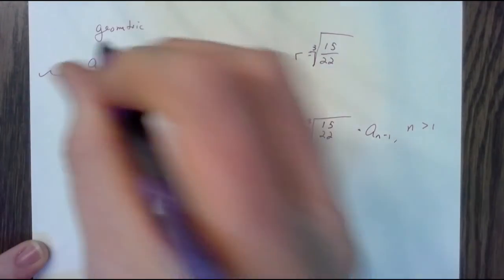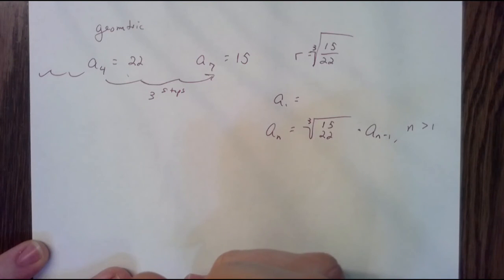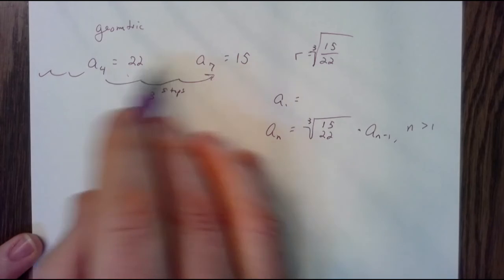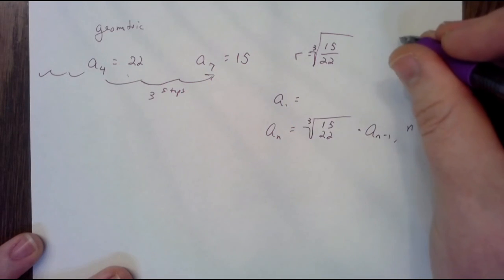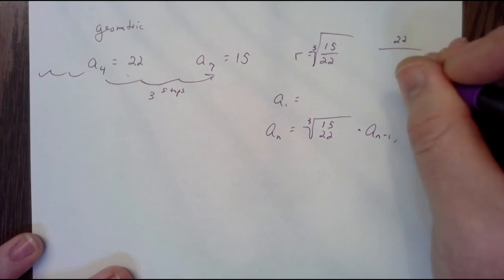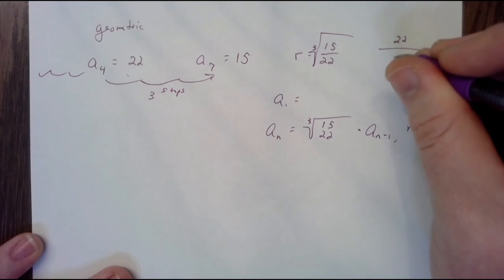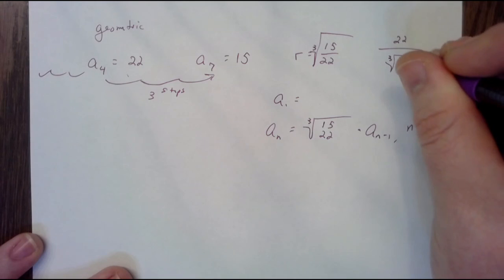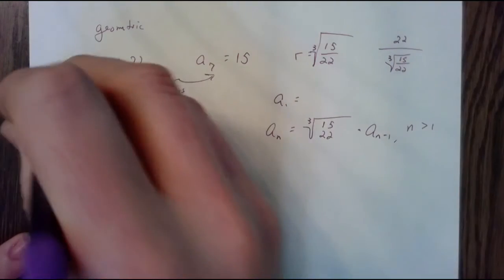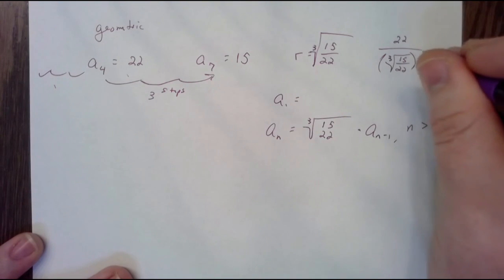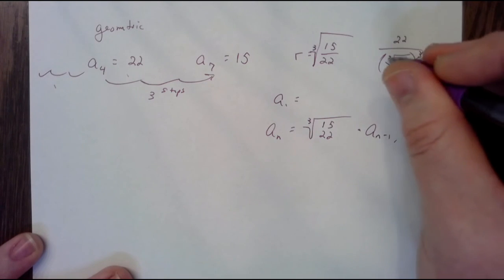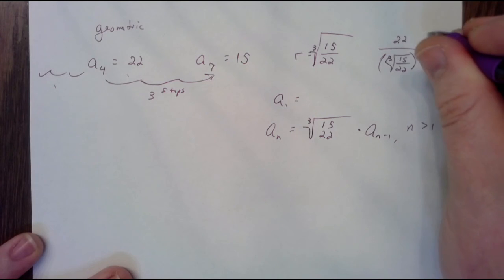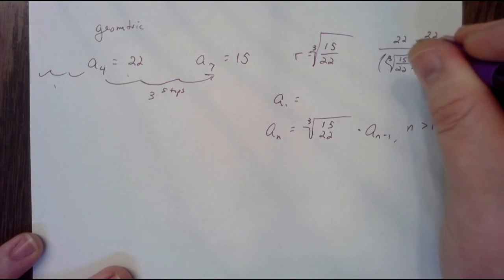What this is going to be is 22 divided by whatever this is, right? So cube root of 15 twenty-seconds. And because it's in 3 steps, I'm going to have to cube that. So here these cancel. I end up with 22 over 15 times 22. And so this would equal 22 squared over 15, right? And I can use a calculator to clean these up and get what I want, but this is pretty specific, all right?